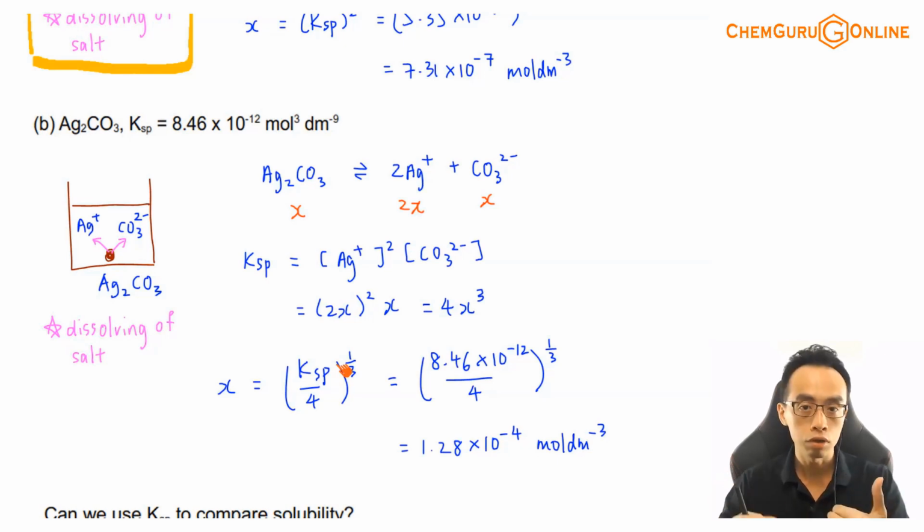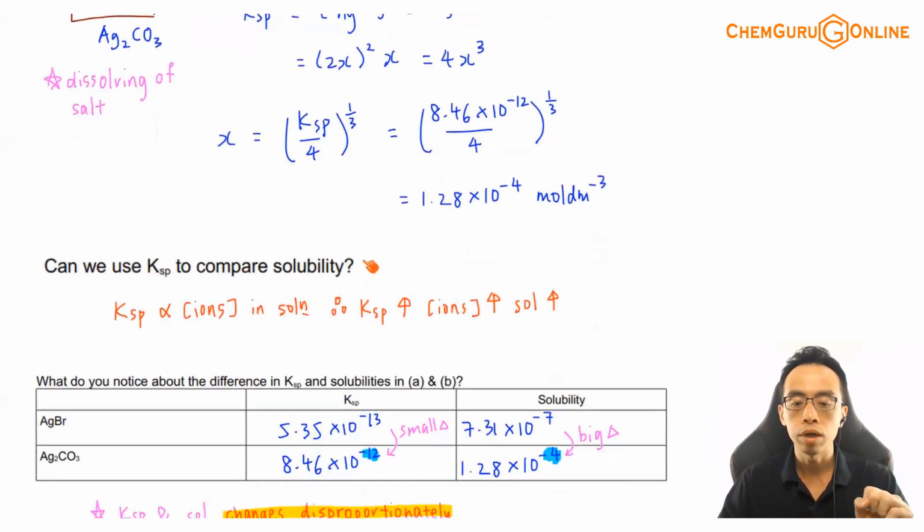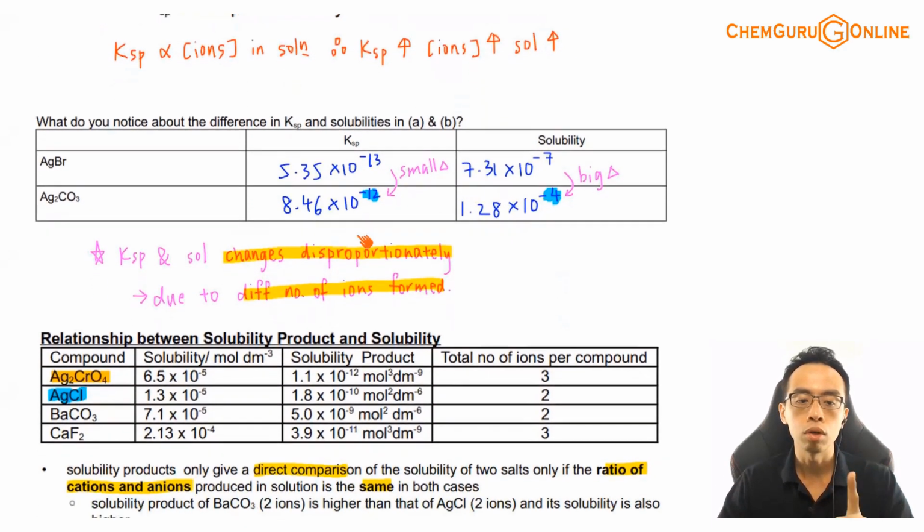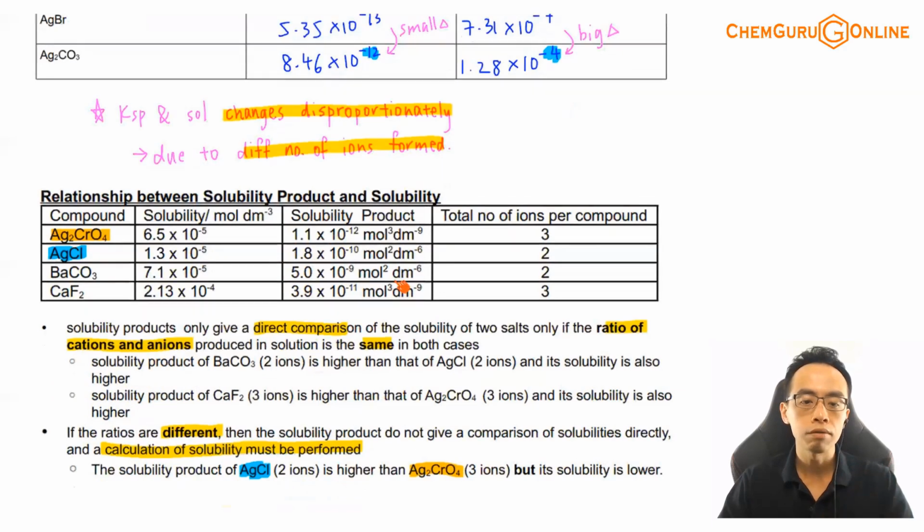So mathematically, the conversion is different. That's why when we look at this comparison, for AgBr, to convert KSP to solubility I do a square root. The second example involving silver carbonate, KSP to solubility, I do a cube root. Because the conversion is different, the difference will also be disproportionate. And because of that, we might have instances where you have a bigger KSP but it turns out to be less soluble, or a smaller KSP turns out to be more soluble. Then the comparison will not be reliable. That's why we have to be very careful with this.